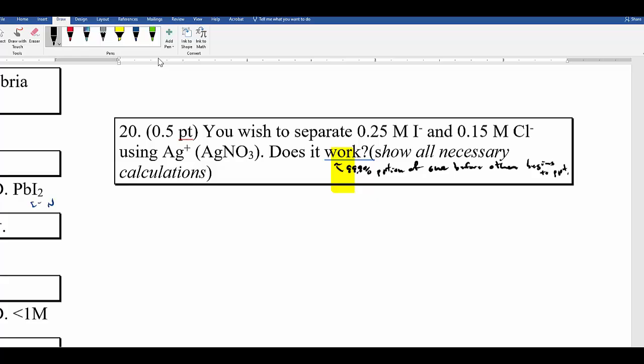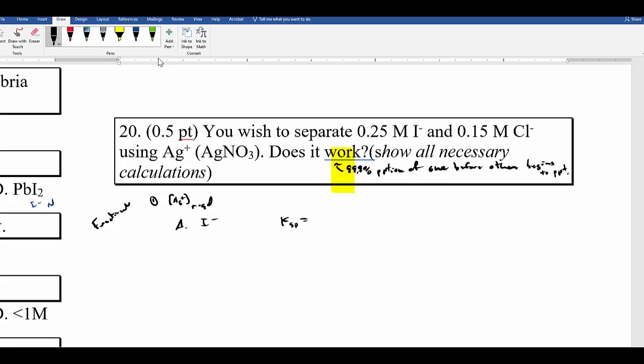And so we need to calculate what percent precipitation we have. And so this is a fractional precipitation. In fractional precipitation, we just always do it the same. First, we calculate the silver ion required for precipitation for A, to precipitate the iodide. The silver ion that's required is what we need to saturate it. That is, we need to get QSP equal to KSP.